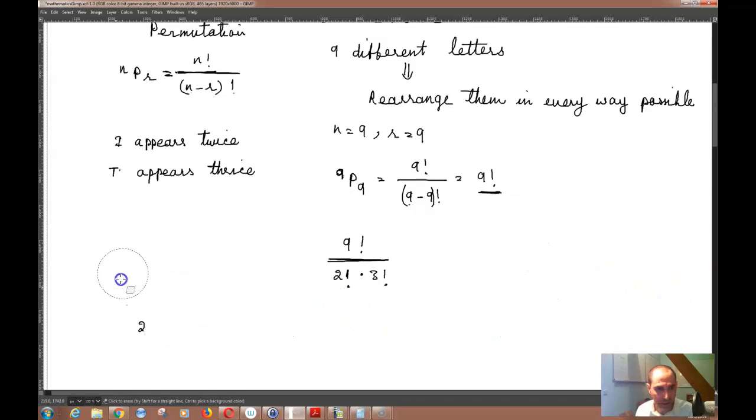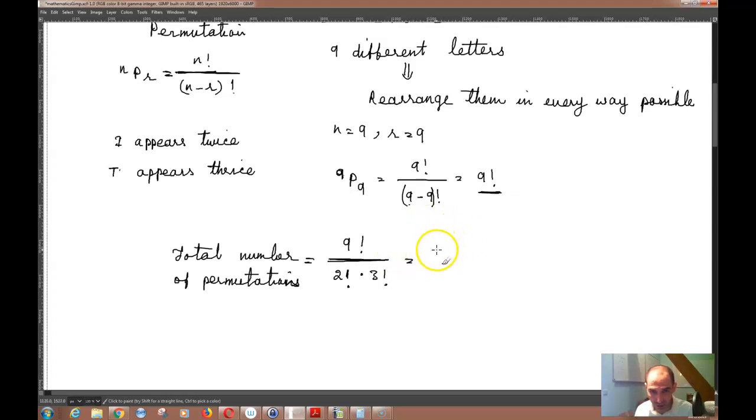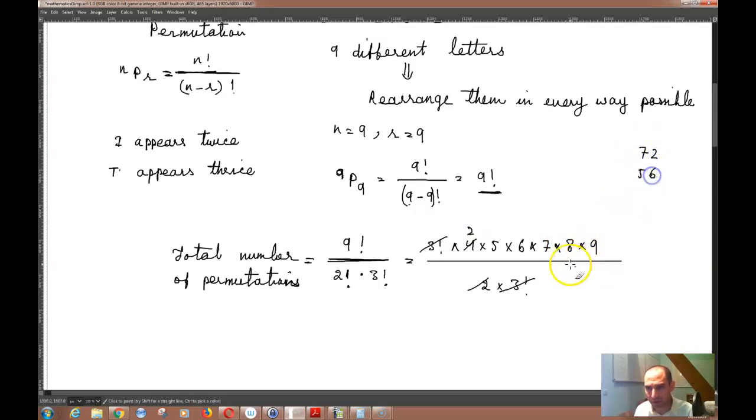So now what I can say is that the total number of permutations would be 9 factorial over 2 factorial times 3 factorial, which is the same thing as, well, you could say, for example, 3 factorial times 4 times 5 times 6 times 7 times 8 times 9 over 2 times 3 factorial, and then you can simplify these, and that's 72 times 56 times 10.